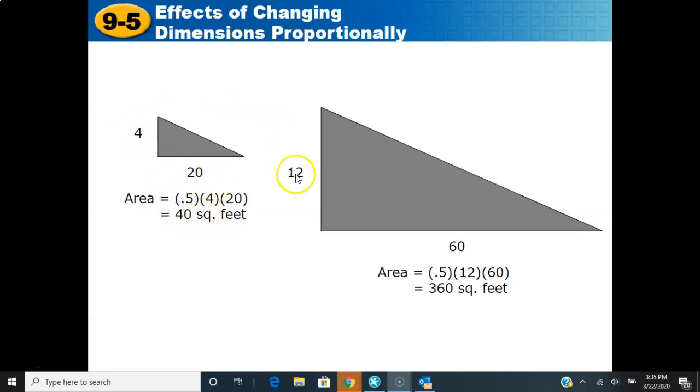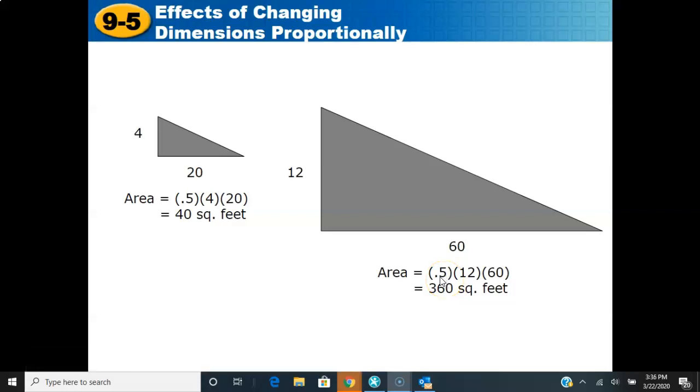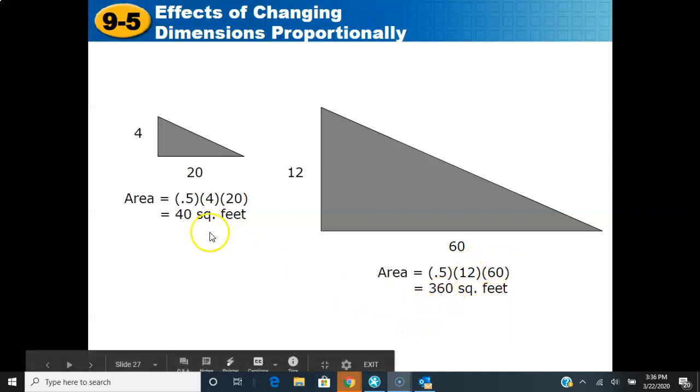So this becomes, and I don't know if these are drawn to scale, I did my best, 4 becomes 12, 20 becomes 60. So this triangle has a height and a base that are 3 times bigger than this one. And now its area is going to be 360. 12 times 60 divided by 2, or multiplied by 1/2 or 0.5. Think of 0.5 times 12 would be 6. 6 times 60 is 360. So here's one example of what you just saw.